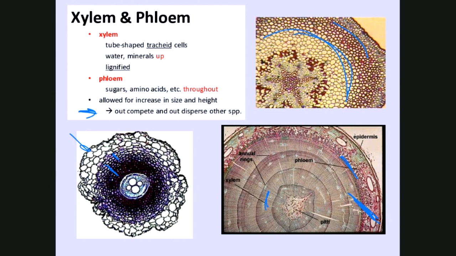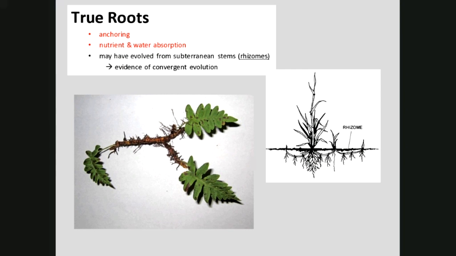Okay, so now we're going up with the xylem and the phloem up into the root shoot part. Let's go down into the roots again. Now, roots again, and I put it in red to remind you, have two purposes. A true root must anchor and allow for nutrient and water absorption. Okay? Now, roots may have evolved from subterranean stems, things called rhizomes. Rhizomes are sometimes called horizontal roots, but they're not really roots.